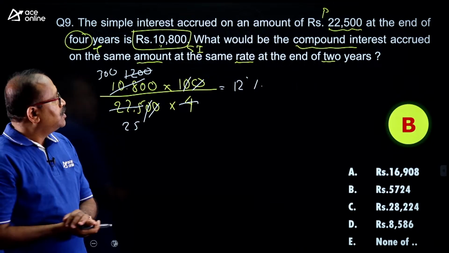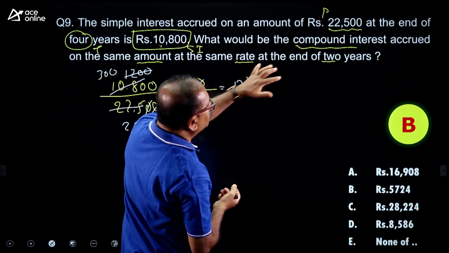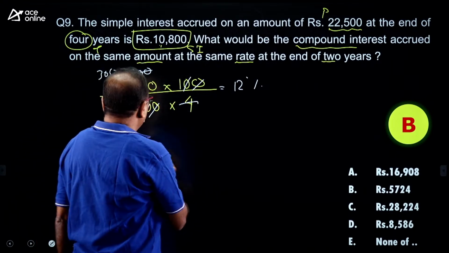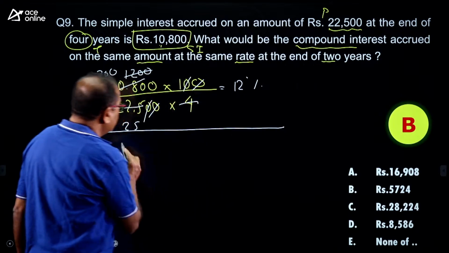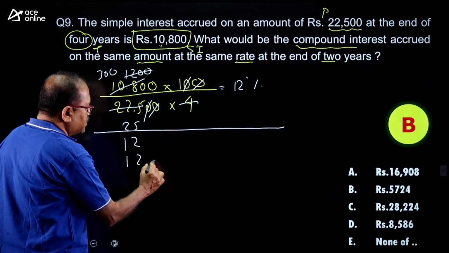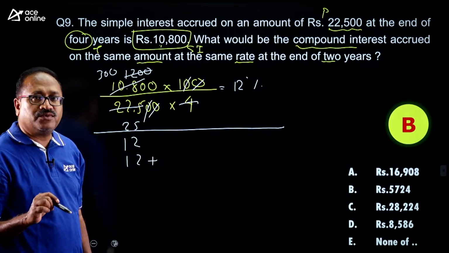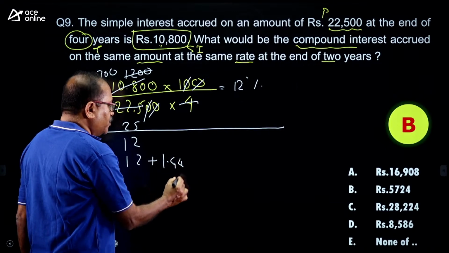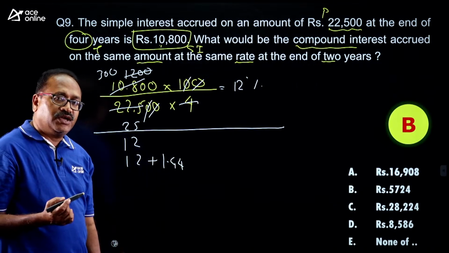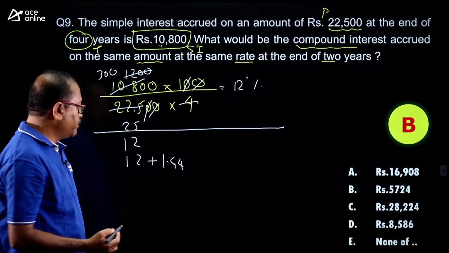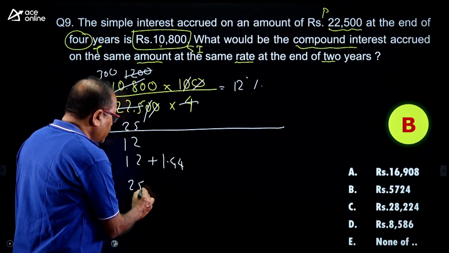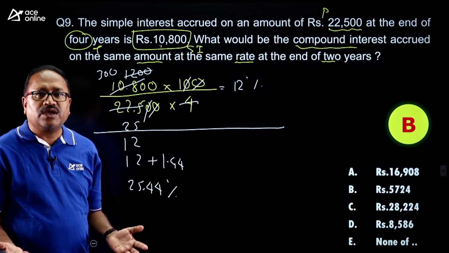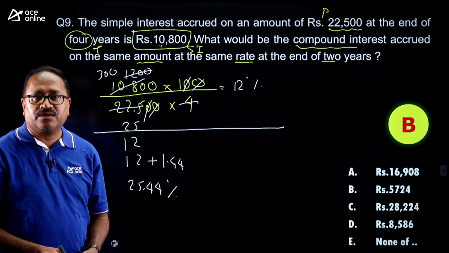Fine, my friends. You have to find out the compound interest. So first year 12%. When I talk about the compound interest, first year 12%, second year 12% plus 12% of 12%. That is 12 square 144, 1.44. The total is 25.44. So the overall interest is 25.44 percentage. I simply have to calculate 25.44%.